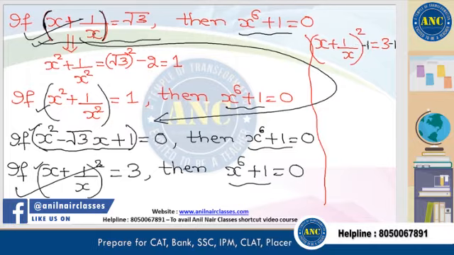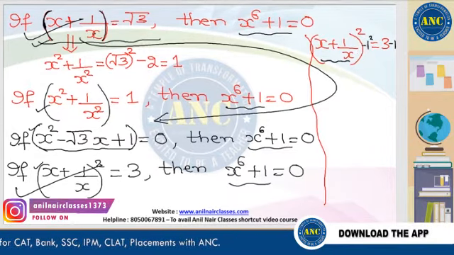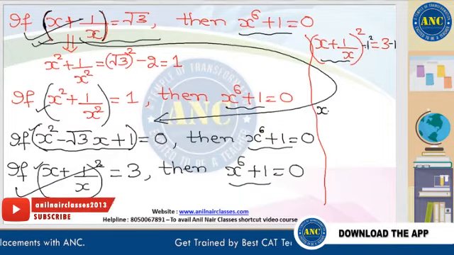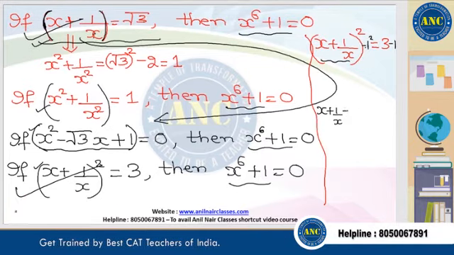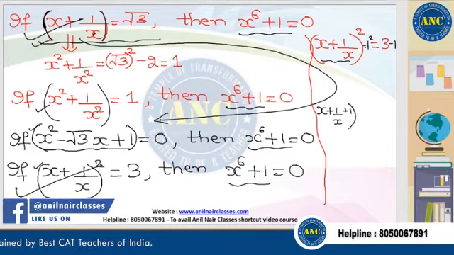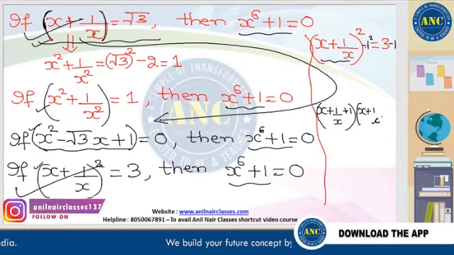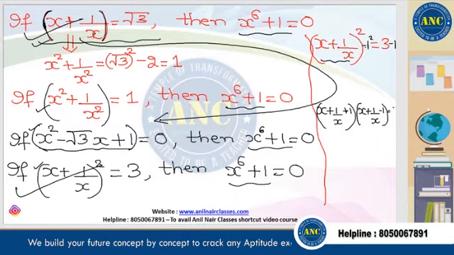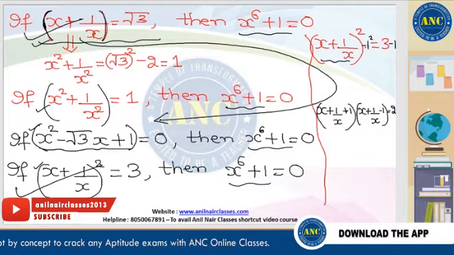Now, observe carefully. On the left hand side, 1 can be written as 1 square. This is nothing but a square minus b square. A square minus b square is a plus b into a minus b. That means x plus 1 by x plus 1 into x plus 1 by x minus 1. The right hand side is 3 minus 1, which is nothing but 2. That means this is another way of writing an if condition.